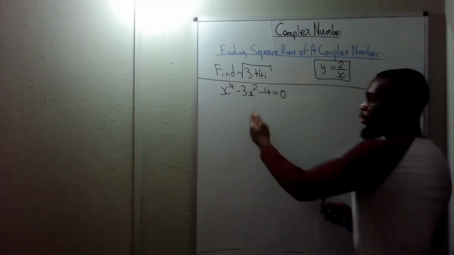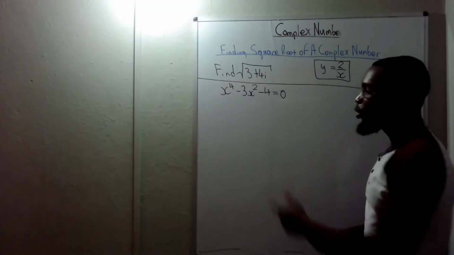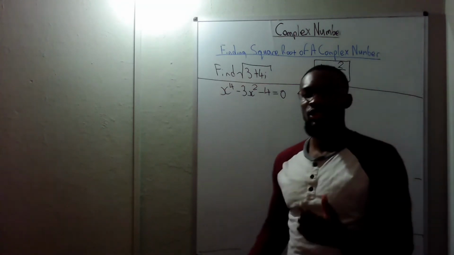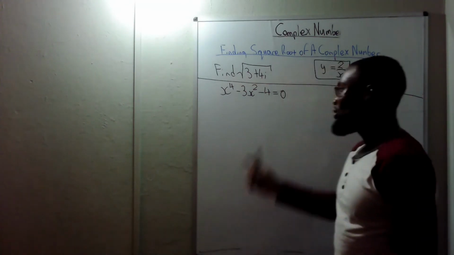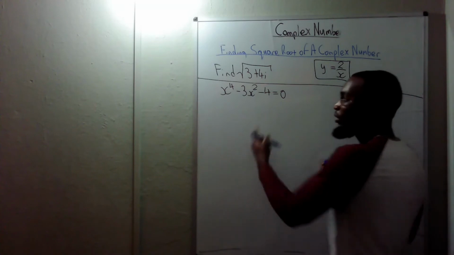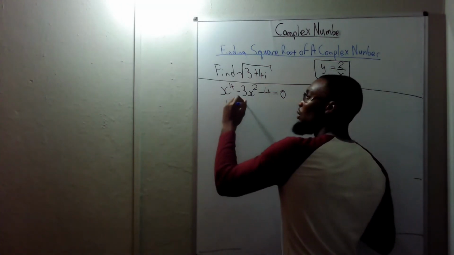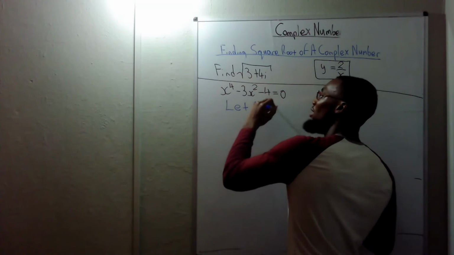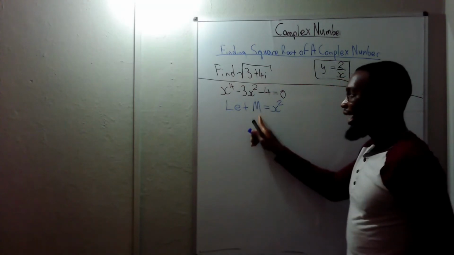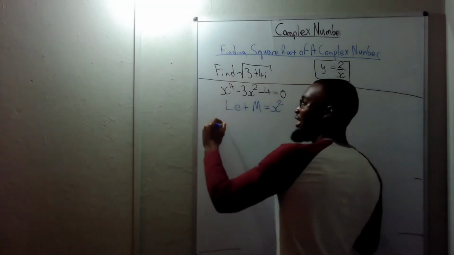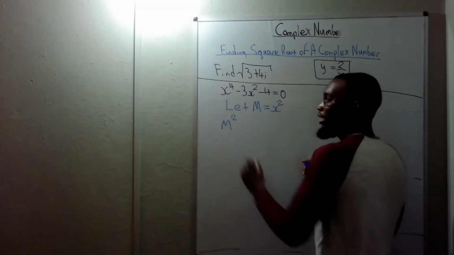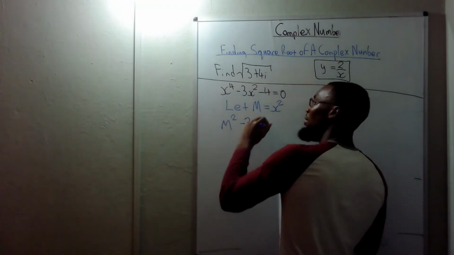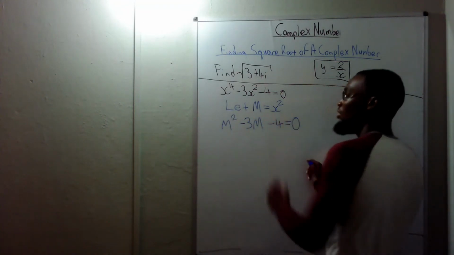Now we're solving this quartic equation. Remember, x squared is a quadratic, x cubed is a cubic, x to the 4 is a quartic. Realize it looks like a quadratic, so we can let m be equal to x squared. Then x to the 4 is m squared, so this is m squared minus 3m minus 4 equals 0.